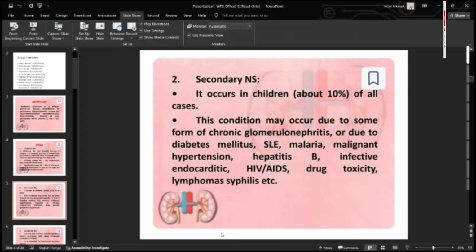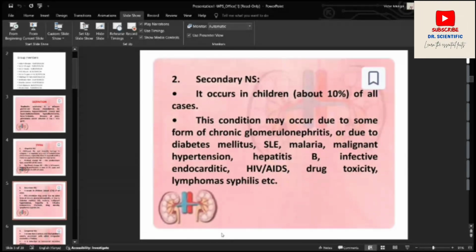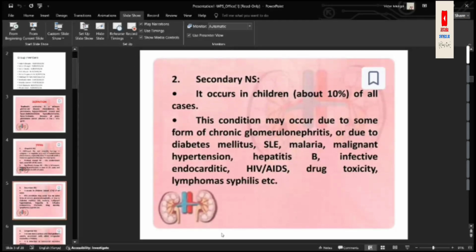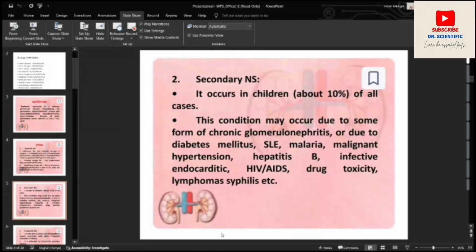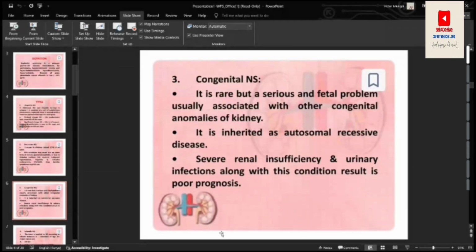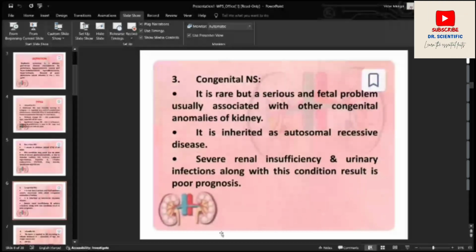This may occur due to some form of chronic nephritis or diabetes, SLE, malignant hypertension, and so on. The congenital nephrotic syndrome is rare but a serious and fatal problem, especially associated with other congenital anomalies of the kidney.